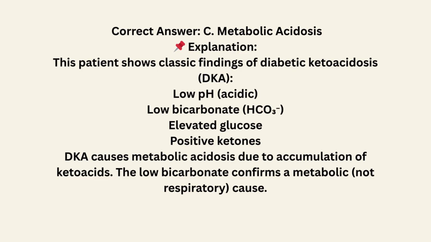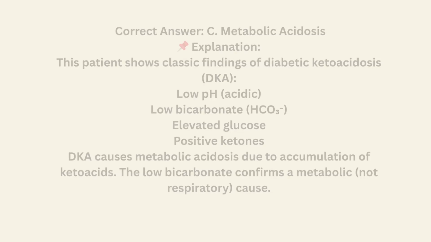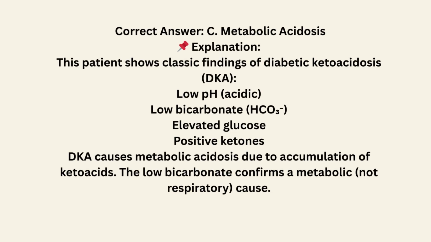Correct answer. C. Metabolic acidosis. Explanation. This patient shows classic findings of diabetic ketoacidosis, DKA: low pH, acidic, low bicarbonate, hydrogen carbonate, elevated glucose. Positive ketones. DKA causes metabolic acidosis due to accumulation of keto acids. The low bicarbonate confirms a metabolic, not respiratory, cause.